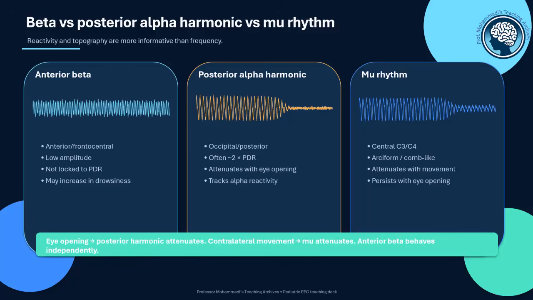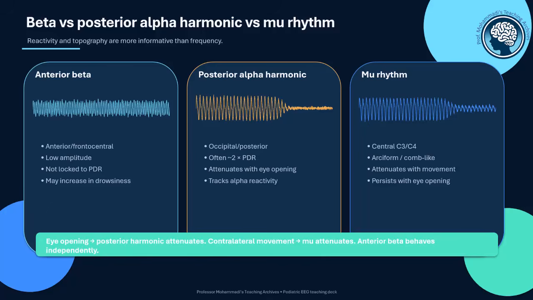the posterior dominant rhythm. The critical clue is that it behaves like alpha. When the eyes open and the posterior dominant rhythm attenuates, the harmonic attenuates as well. Mu rhythm is different again. It is a central rhythm, most evident around C3 or C4, often with an arciform or comb-like morphology. Mu attenuates with movement or motor activation, particularly of the contralateral limb, but usually persists with eye opening.